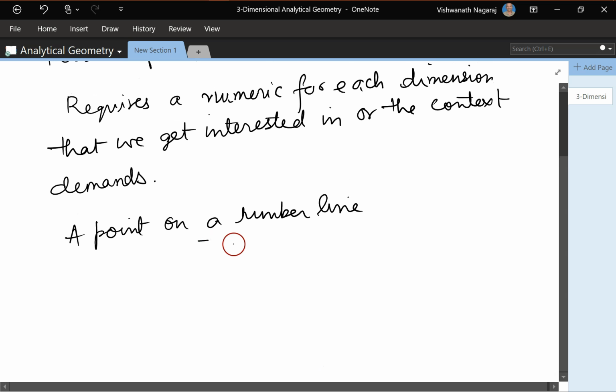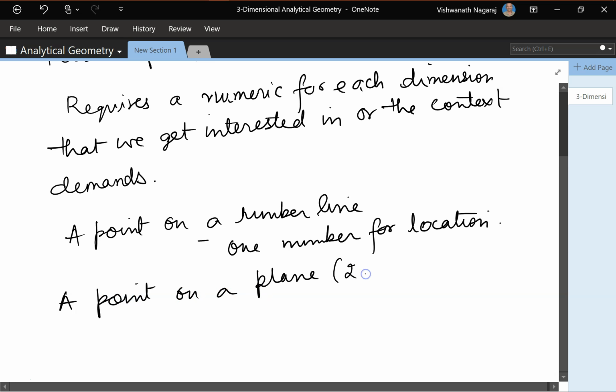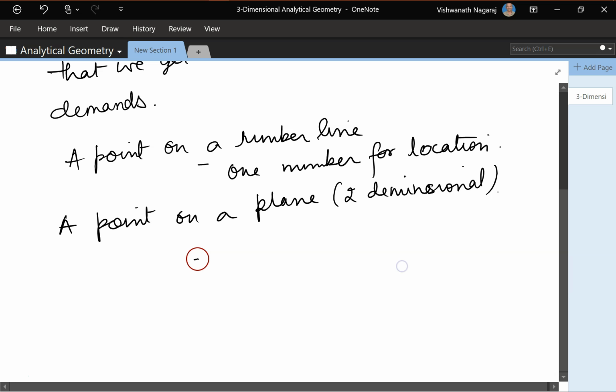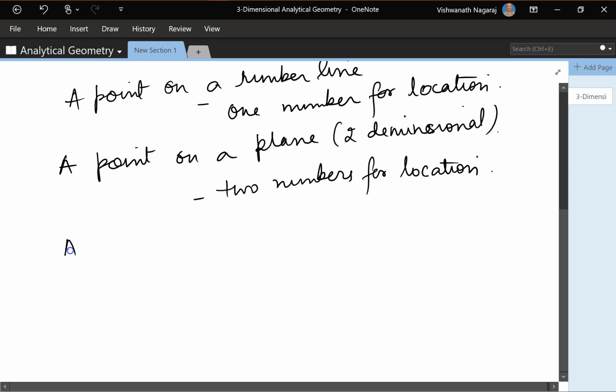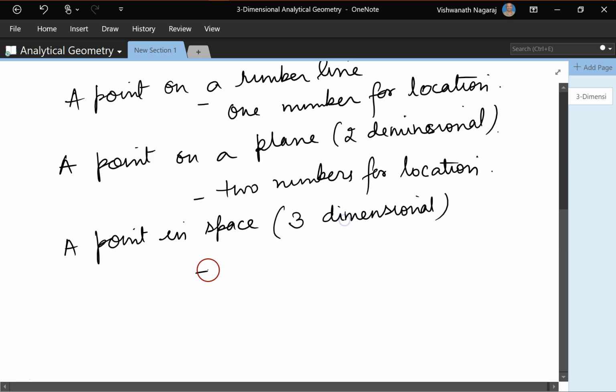So to figure out a particular point, we just require one number for identifying the location. Okay, a point on a plane. Now remember, a plane is two-dimensional. Yes, so for this we require two numbers for identifying the location of a particular point. Now a point in space, that is three-dimensional, requires three numbers for location of a particular point.